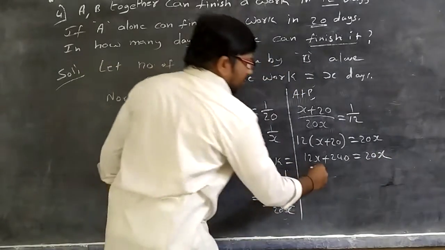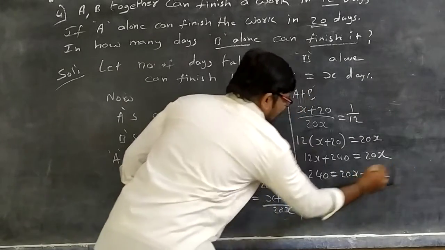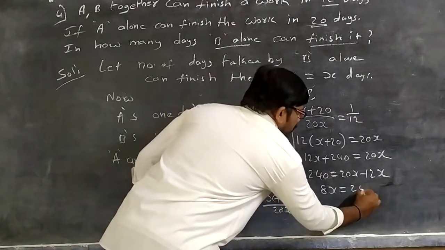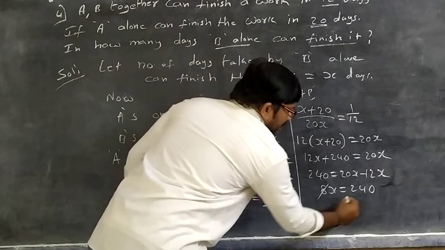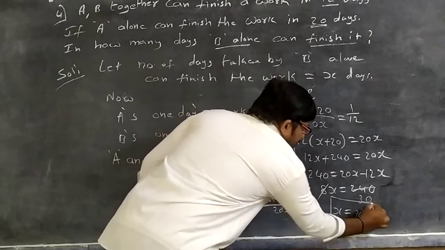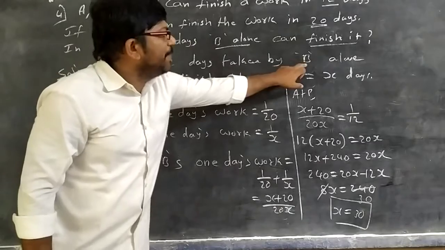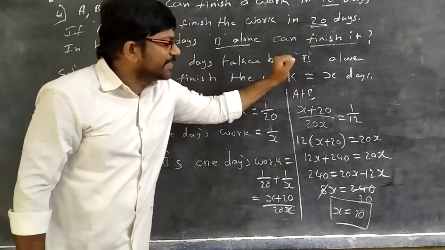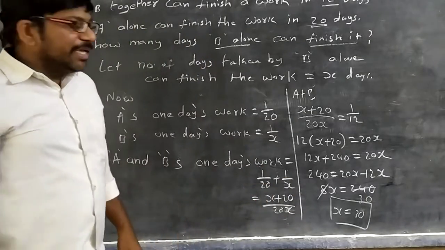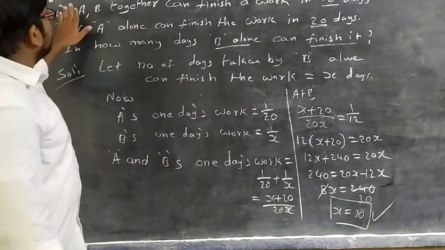Now separate variables. 240 is equal to 20X minus 12X. So 20X minus 12X, 8X. 8X equal to 240. 8 ones are 8, 8 threes are 24, 0. So X equal to 30. What is X here? The number of days taken by B alone to finish the work is X days. That is 30 days. So B can complete the work in 30 days.